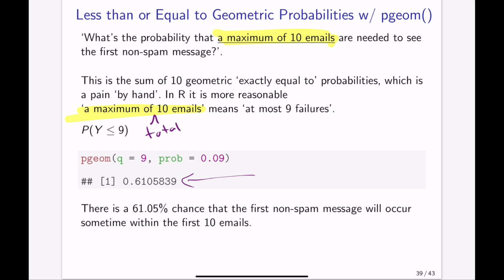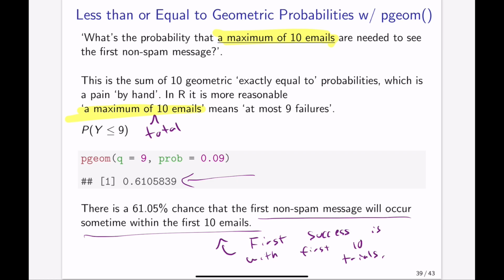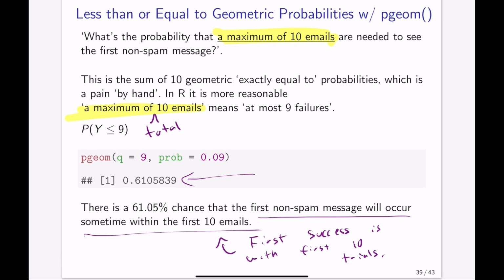So the probability of seeing at most 9 failures is calculated by R to be about 61.05%. Using the wording of the original question, there's about that much of a chance that the first non-spam message will occur within those emails. So it's within 10. This is like the first success is within the first 10 trials. So that is an at most question. dgeom and pgeom are the 2 things that you need to be able to use to find any geometric calculation that you'd like.